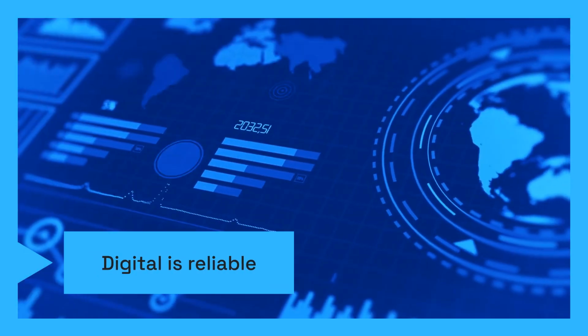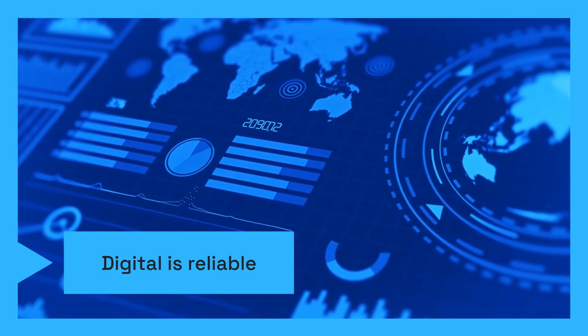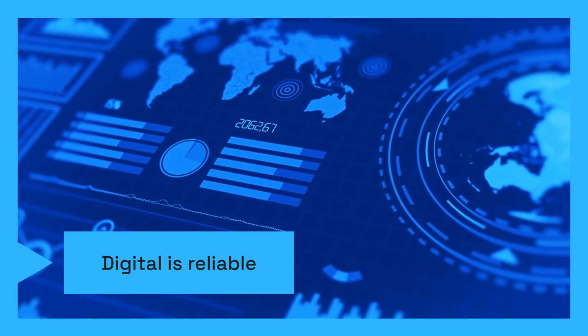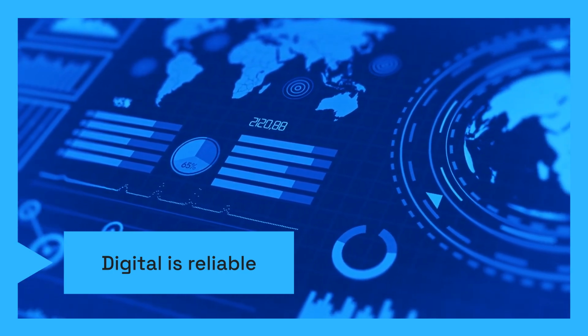In summary, analog signals are smooth but noise-prone, while digital signals are discrete, reliable, and form the essential foundation of all modern computer communication systems.